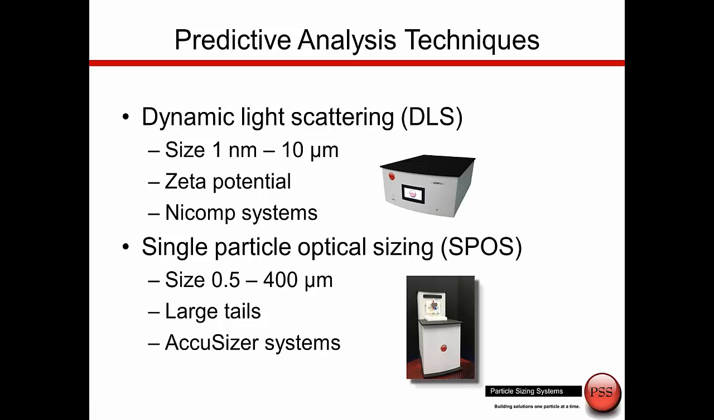Now let's look at some other analytical techniques that can help us predict stability. And these will include measuring the droplet size using dynamic light scattering.